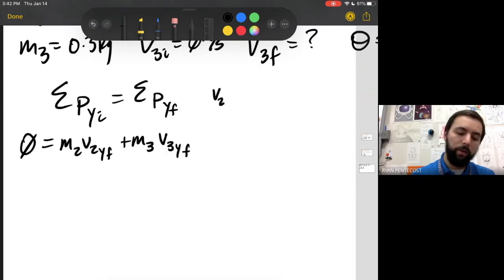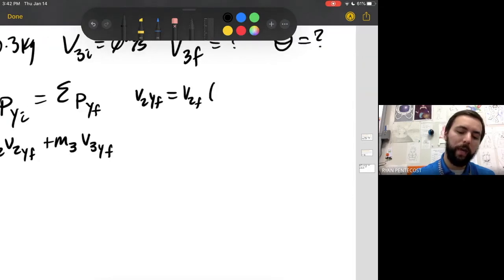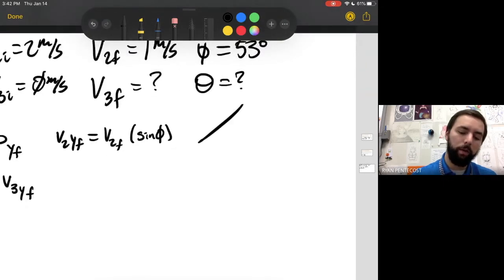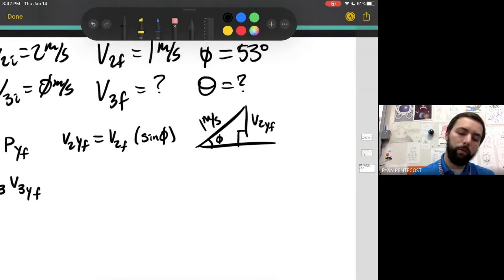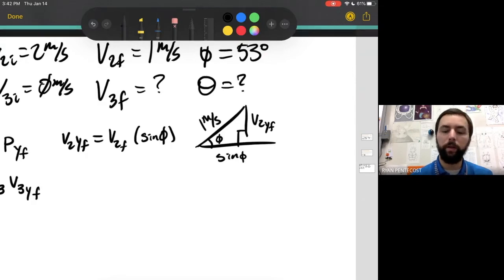V2y final will equal V2 final times sine of phi. And we can show that right over here, right? If we have some angle phi, and we know that this is 1 meter per second, and we want V2y final, you would do sine phi to get the opposite, instead of the adjacent.